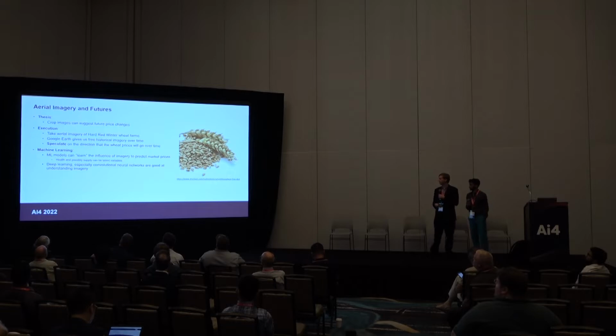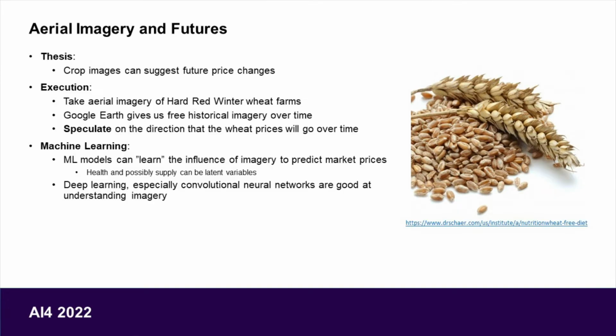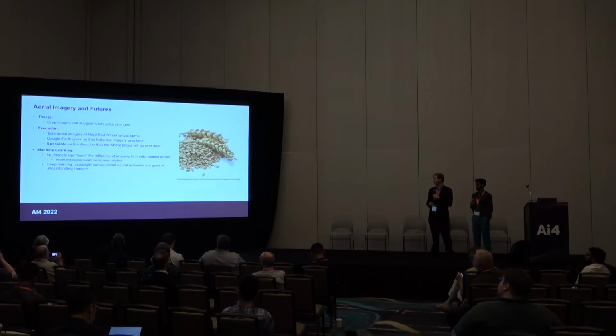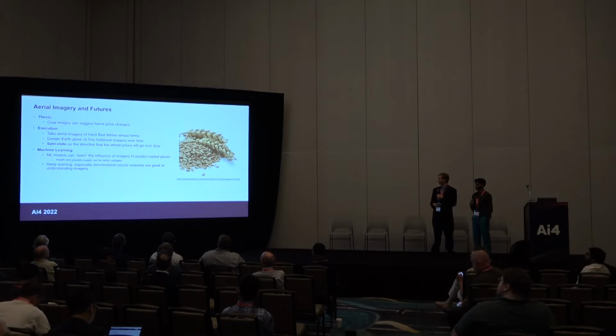So we'll be applying aerial imagery to try to predict the wheat futures market price. So the thesis is that images of crops can predict the future price. We'll be using machine learning because convolutional neural nets especially are good at understanding imagery, and machine learning can try to learn the influence of the imagery to predict the prices. We'll be using aerial imagery from Google Earth to look at hard red winter wheat, and then we'll be speculating on the direction of the future price of that wheat.